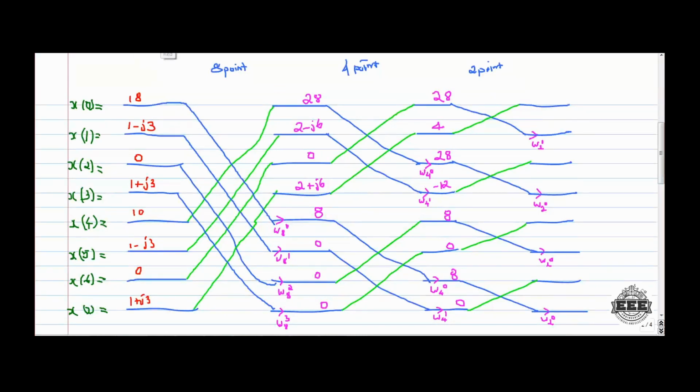So for this 2-point sequence, we are going to write those values. A value is 28, B value is 4. Twiddle factor value is 1. So 28 plus 4 is 32. Is it right? Yes. So 28 and 4, it is 32. Then 28 minus 4, we are getting 24. 24 into 1, 24. So the answer is 24. Here, 28 plus minus 12. What are you going to get? 28 plus minus 12. So the answer is going to be 16. And then here, 28 minus minus 12. So 40 into 1 is 40. Your answer is 40. Okay.